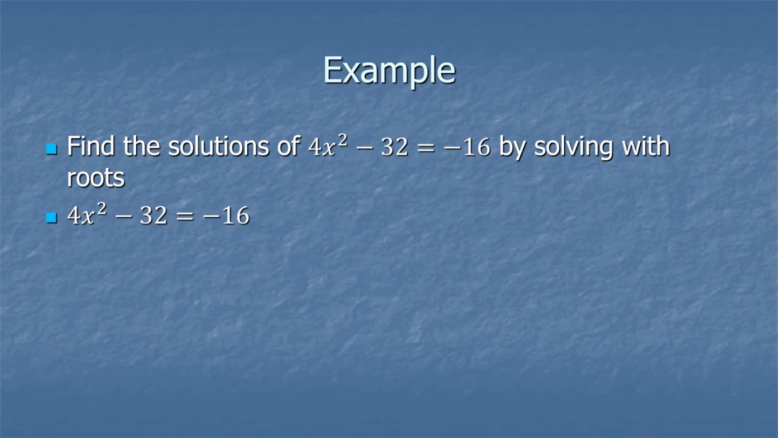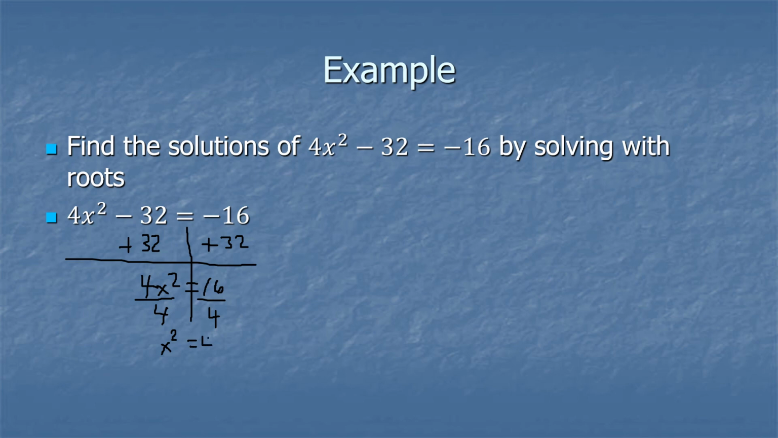Here's an example for you to try. Pause the video at this point to give yourself a chance to do it on your own. To start, I want to add 32 to both sides. I'm left with 4x squared equals a positive 16. Then I'll divide by 4. That gives me x squared equal to 4. Then I'll square root both sides. X is now equal to the positive and negative root, plus or minus 2.